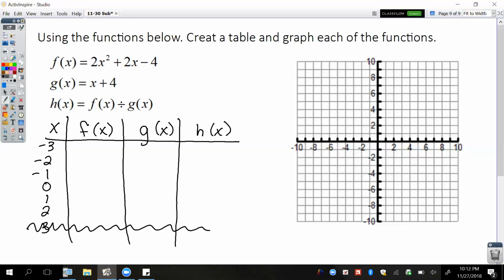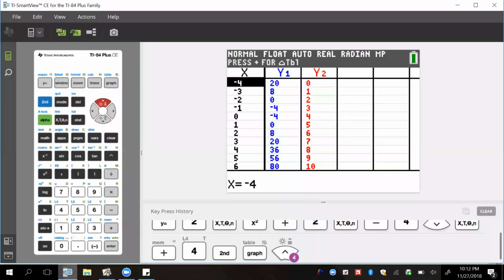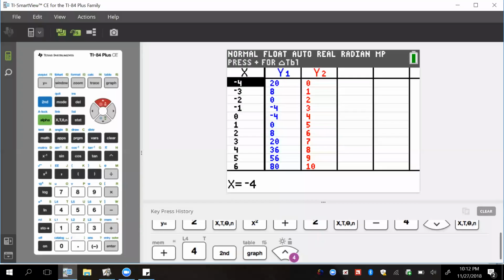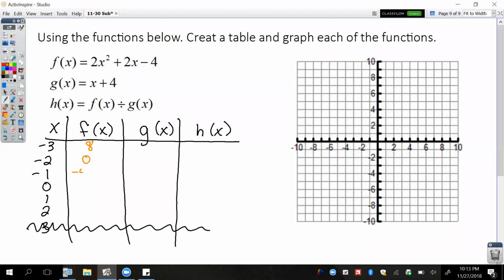Okay, so we're going to fill this in. So for f of x, when x is negative 3, it's 8. Then 0, then negative 4, negative 4, 0, 8. So it kind of goes in a pattern here. So negative 4, 0, 8. So let's go ahead and go over here and we're going to plot that.